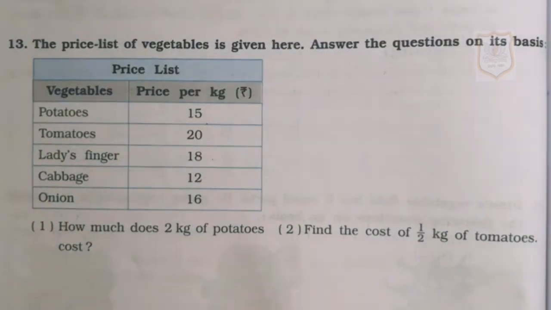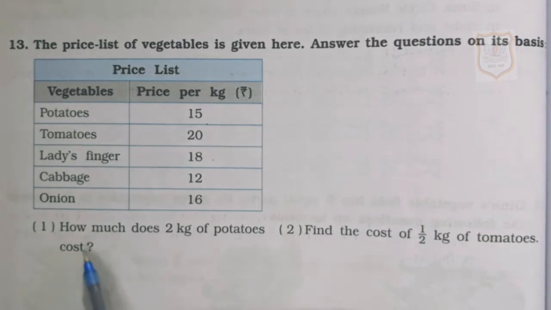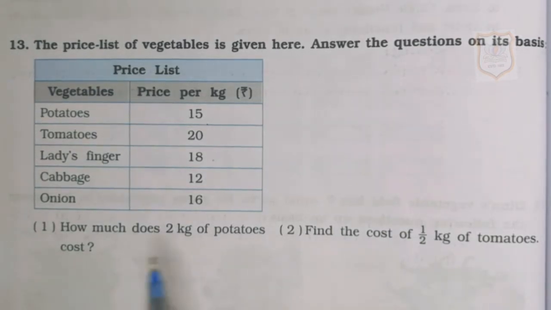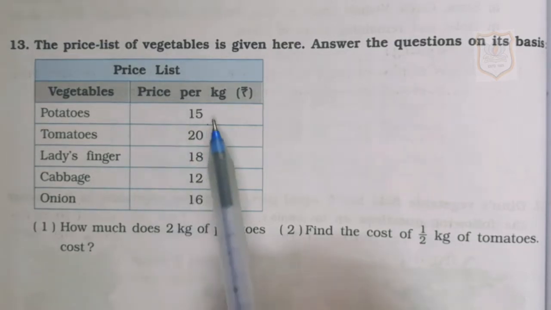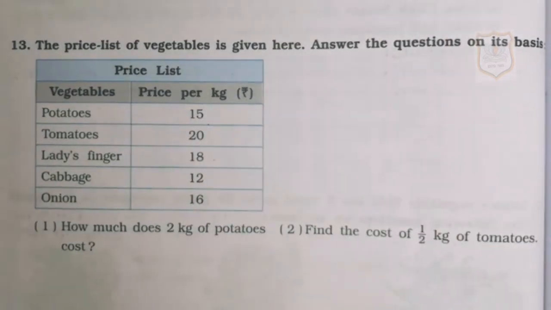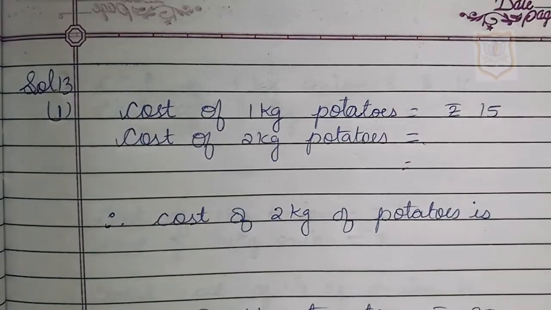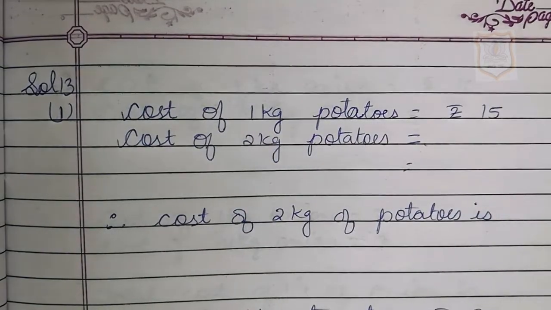Now first part of question number 13. How much does 2 kg of potatoes cost? Here students, we have to find out the cost of 2 kg of potatoes if the price of 1 kg potato is 15. Now solution for first part of question number 13.